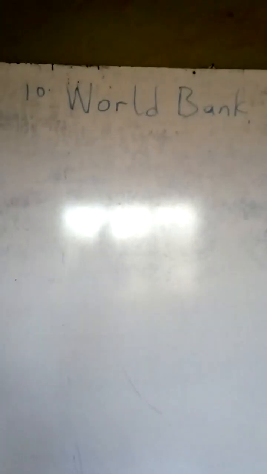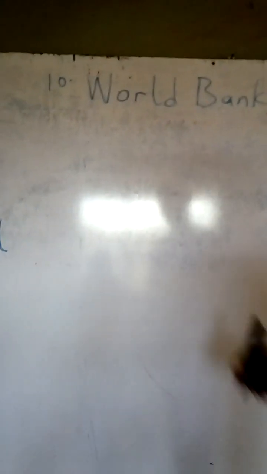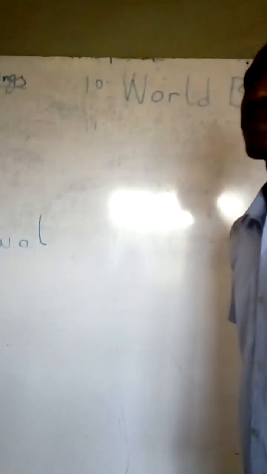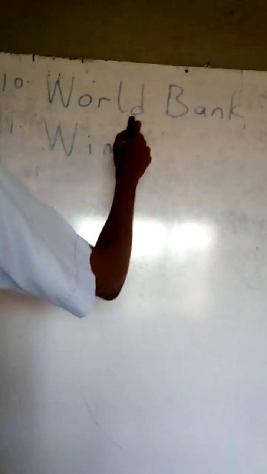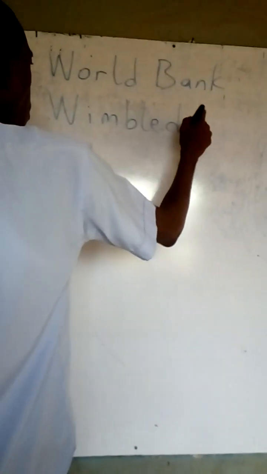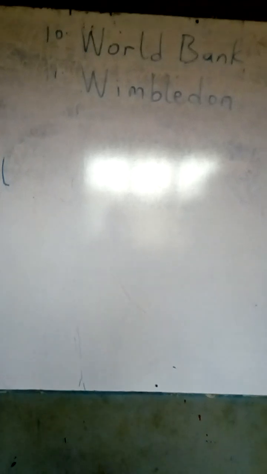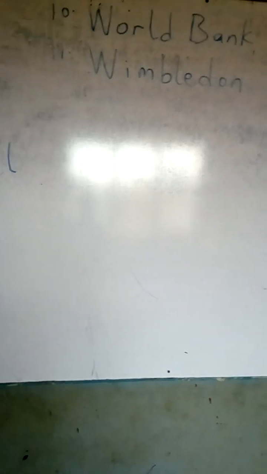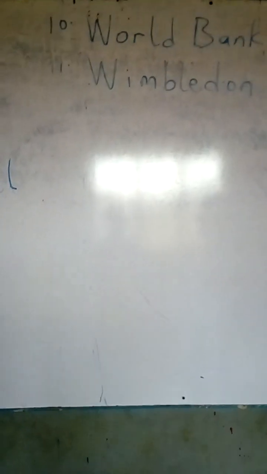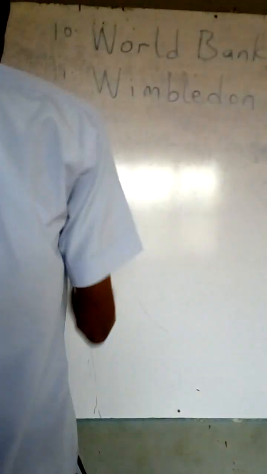Now, the next word is Wimbledon. Spell Wimbledon. W-I-M. No. Wimbledon is W-I-M-B-L-E-D-O-N. That is how to spell Wimbledon.